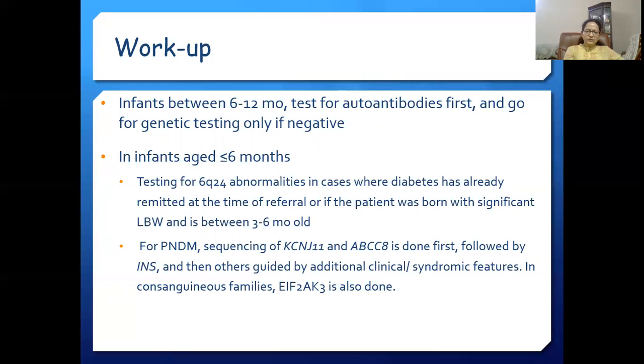When you're thinking of permanent neonatal diabetes, then sequencing of KCNJ11 and ABCC8 is done first, followed by insulin, and then others guided by additional clinical or syndromic features. In consanguineous families, EIF2AK3 is also done.